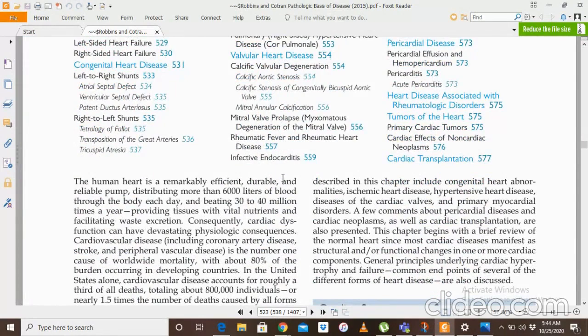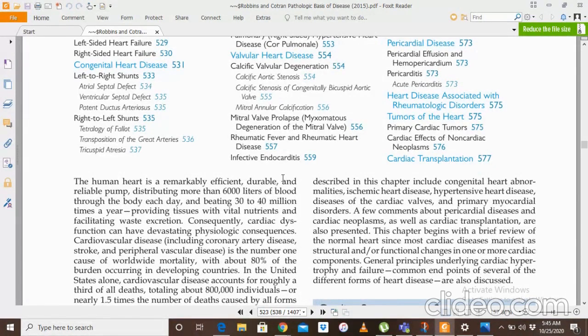The human heart is a remarkably efficient, durable, and reliable pump, distributing more than 6,000 liters of blood through the body each day. It beats 30 to 40 million times a year, providing tissue with vital nutrients and facilitating waste excretion. Consequently, cardiac dysfunction can have devastating physiologic consequences.